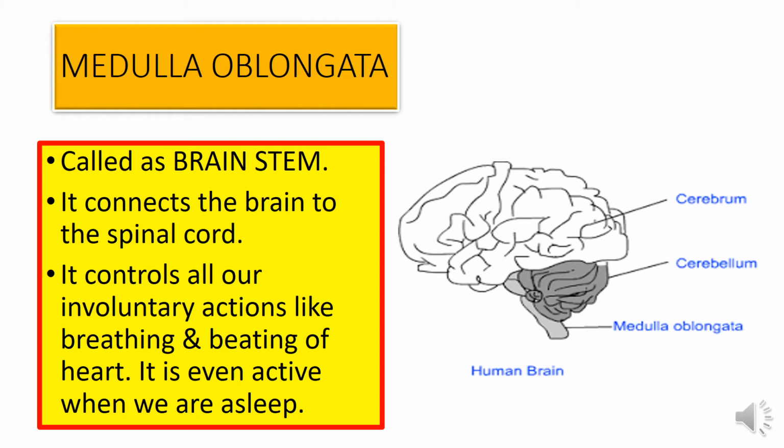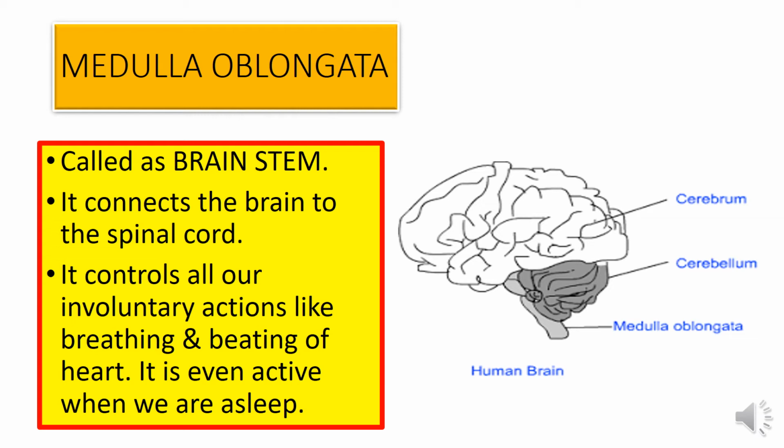It controls all our involuntary actions. Involuntary action means which are not under our control, like breathing, beating of heart, right? It is even active when we are asleep. Yes, when we are sleeping, then also this medulla oblongata is working continuously because it controls all our involuntary actions. So our brain needs a continuous supply of blood and also requires proper rest and sleep to function properly.